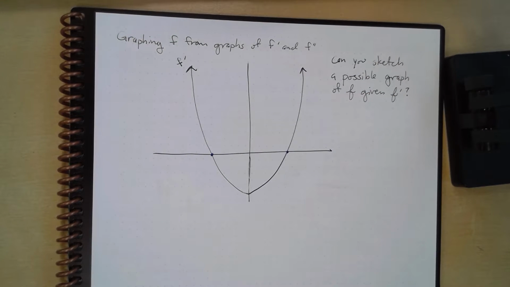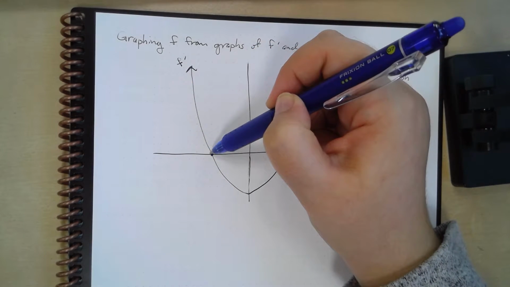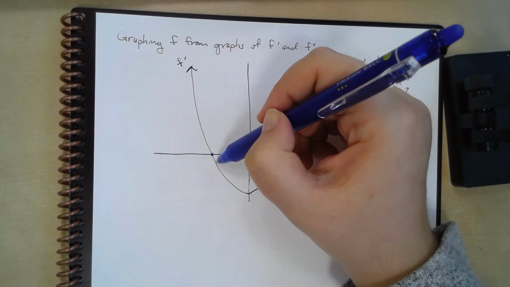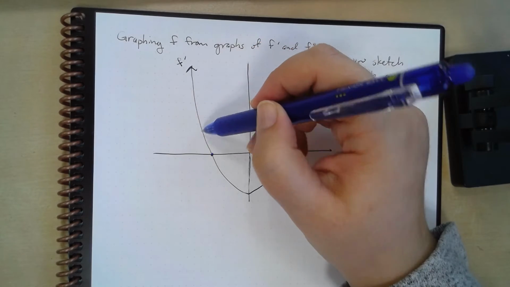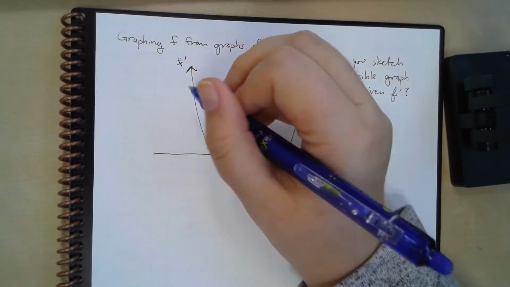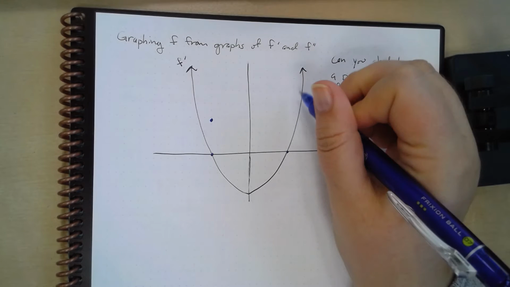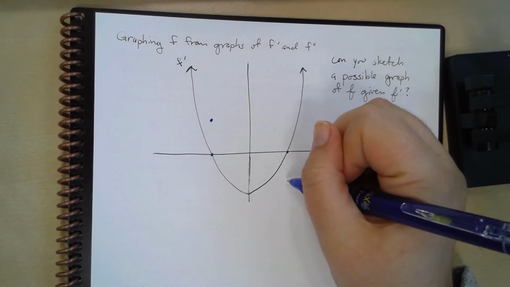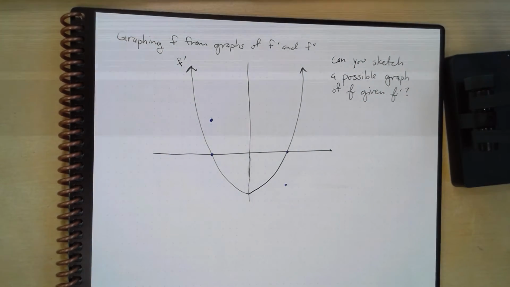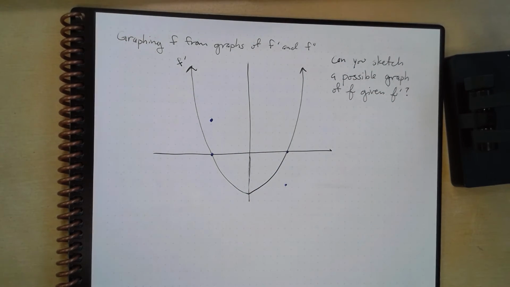If f prime of x is above the axis, then that means f is increasing. So from negative infinity to here, it's increasing, and from here to here, it's decreasing. If this is increasing, then decreasing, we must have a relative maximum, right? And if from here it's decreasing, then increasing, we must have a relative minimum. Okay? So far, so good? Just know relative maximum, relative minimum.